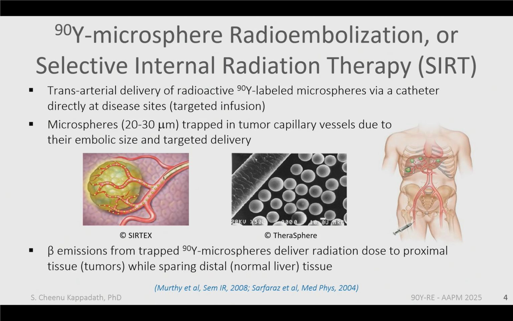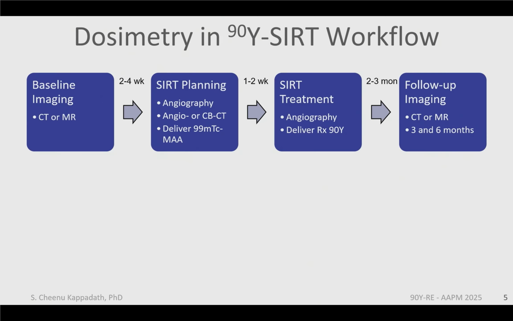And we all know that normal liver is a pretty radiosensitive organ. So that makes it challenging for external beam treatments, for example. This is one of the reasons why Y90 treatment has been successful in liver-directed therapies.